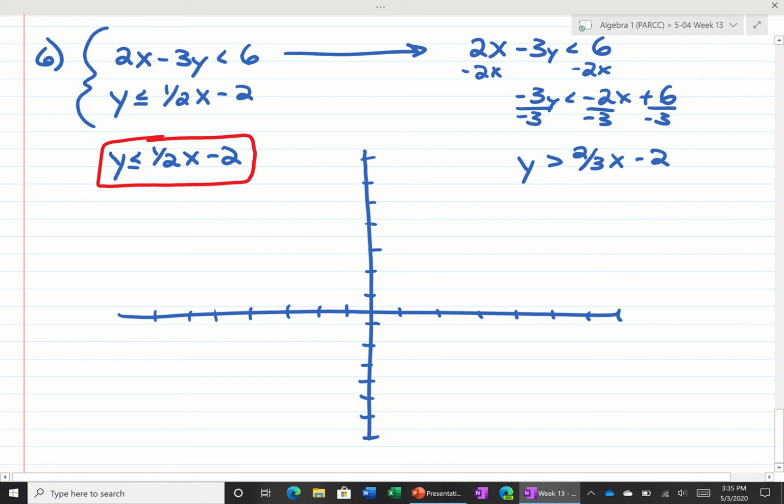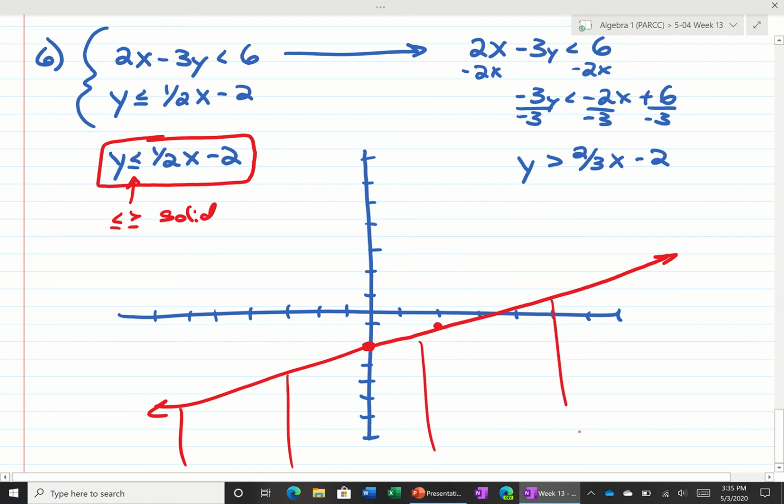For this first one, we'll start at the y-intercept of negative 2, and we'll go up 1 to the right 2. This is or equal to, so remember, anytime you have an inequality that looks like this, it's going to be a solid line. And it says less than or equal to, less than means we shade below.